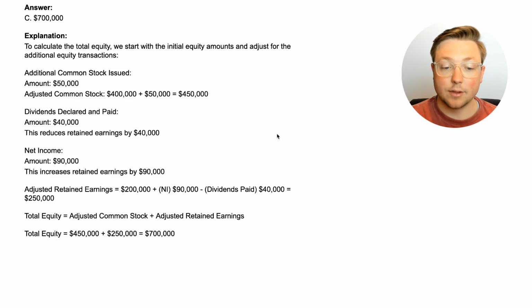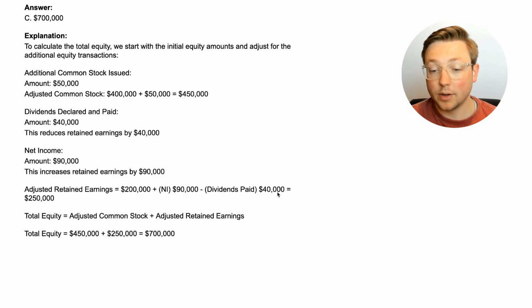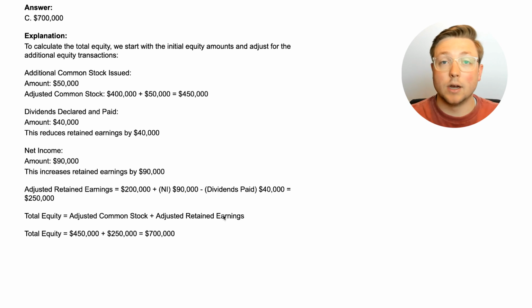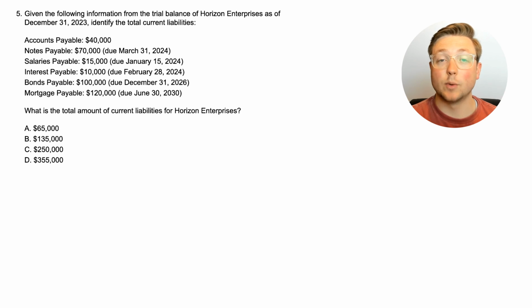So adding this all together, the original retained earnings of $200,000 plus the net income of $90,000 less the dividends paid of $40,000, that gives us $250,000 of retained earnings. And then we add the adjusted common stock and the adjusted retained earnings together, and that gives us an ending equity of $700,000. Like I said, we're kind of going over each different part of the balance sheet in this video. Let's go to the next question. All right, here we are at question 5.